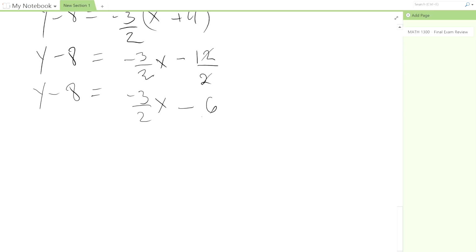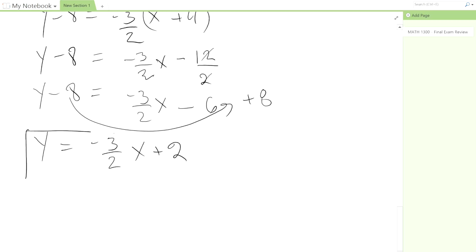Now I can go ahead and move the 8 to the other side of the equation. It becomes a positive 8. Y equals negative 3 over 2x. Now negative 6 plus 8 gives me a positive 2, and this would be the equation of that line.